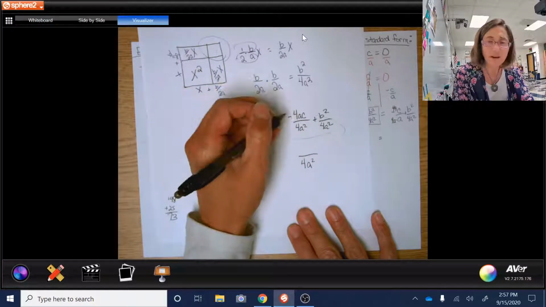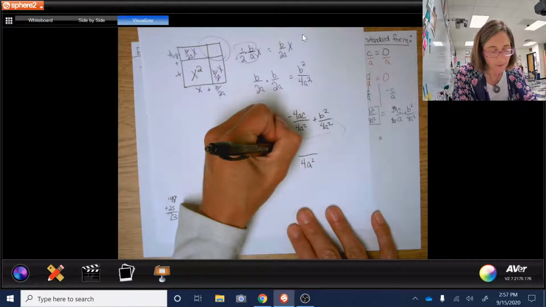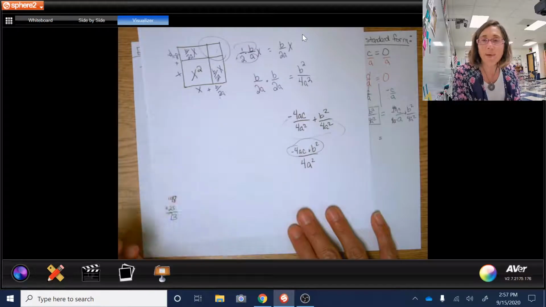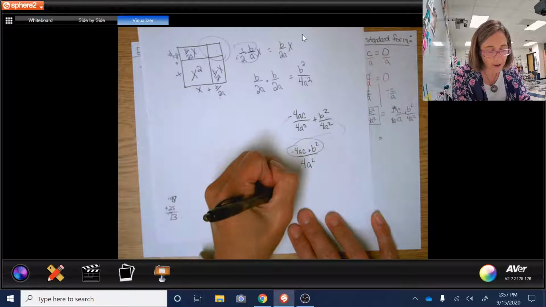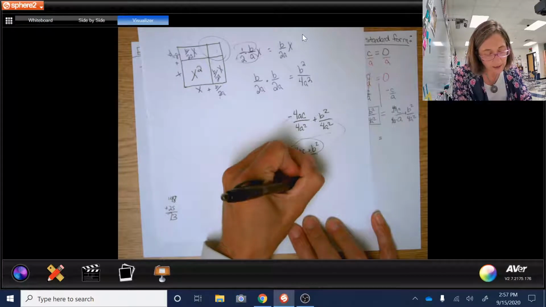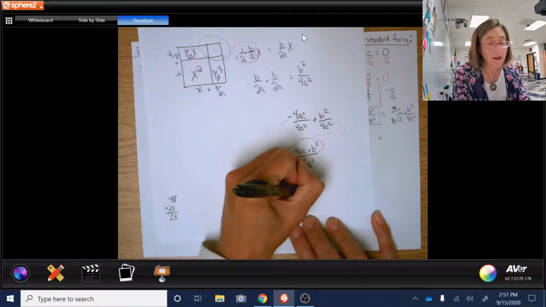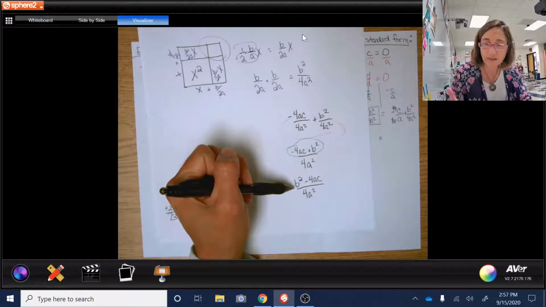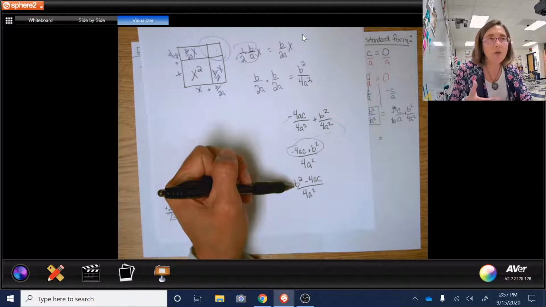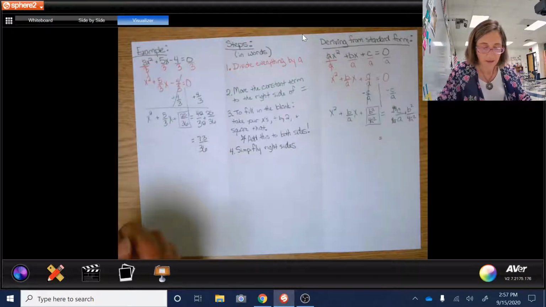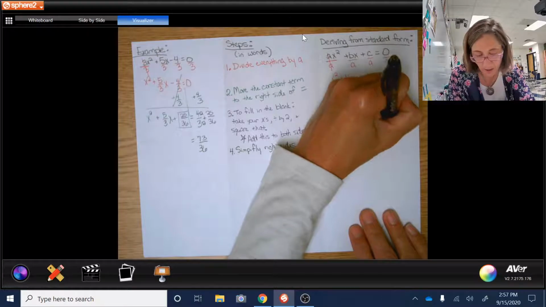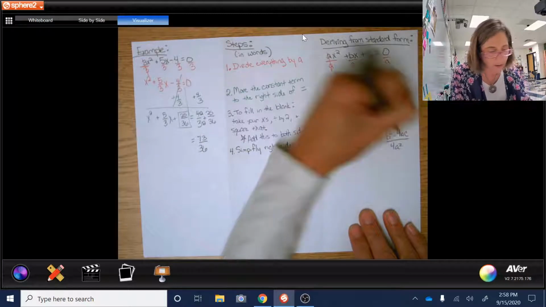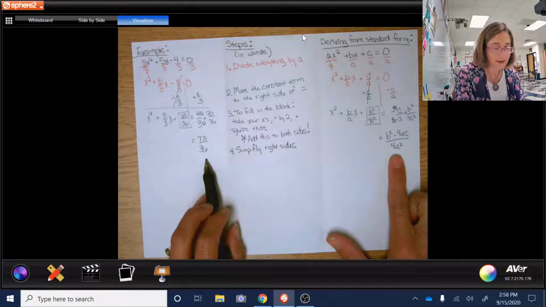So now my numerator, I could write it two ways. I could write it as negative 4ac plus b squared, or by the commutative property, I could take those two terms and flip them around. I could say b squared minus 4ac all over 4a squared. They're both correct. I'm going to go with this one because we like to lead off with positives if possible. So it's just kind of the more common way of writing it. So I'm going to put that. So b squared minus 4ac all over 4a squared. Okay, so I've simplified the right sides.